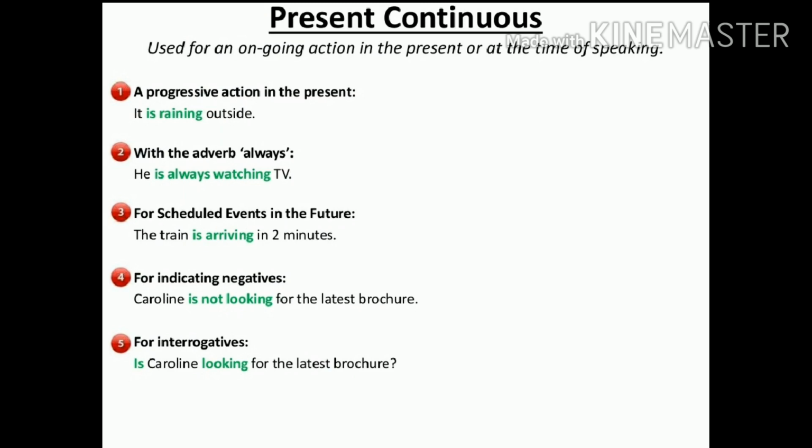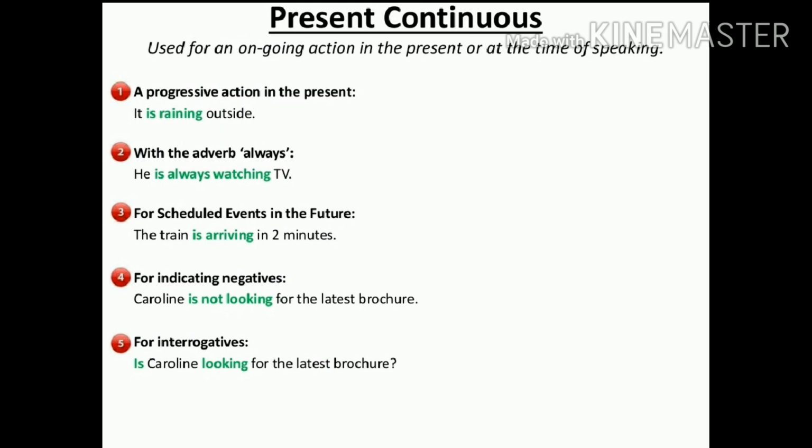Third, for scheduled events in the future, we saw that we also use the simple present for indicating scheduled events in the future. We can also use present continuous tense to do the same. The train is arriving in 2 minutes. Next, for indicating negatives or interrogatives.